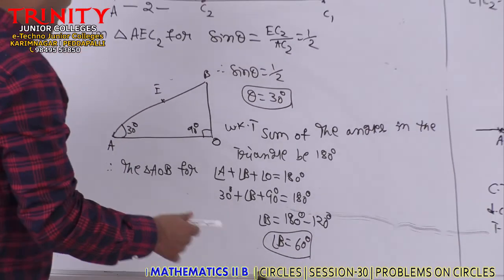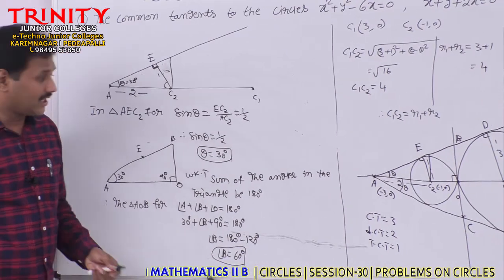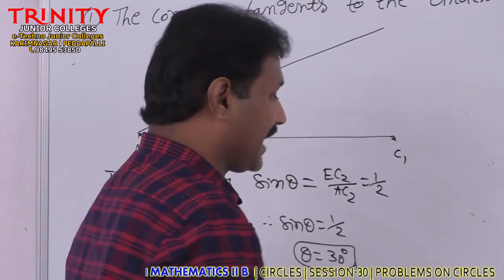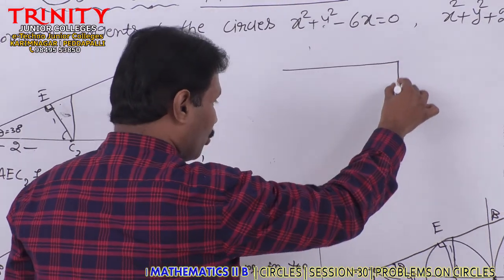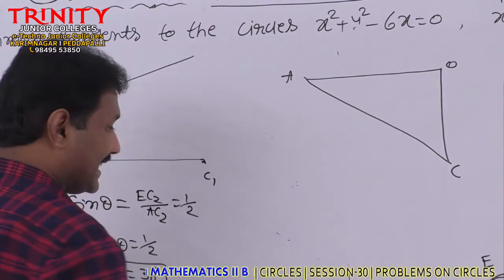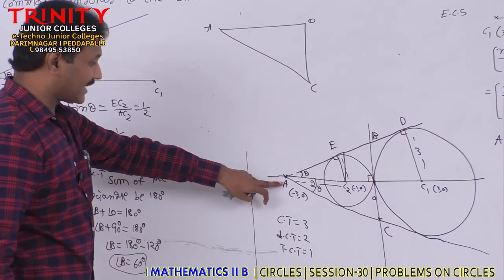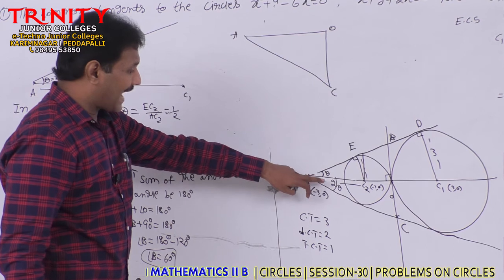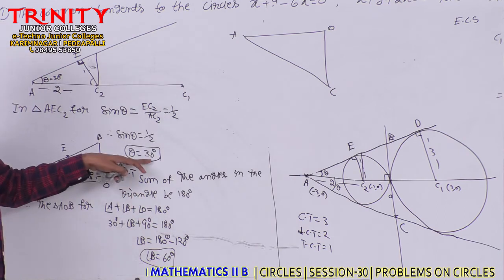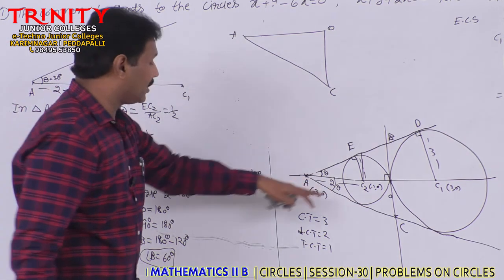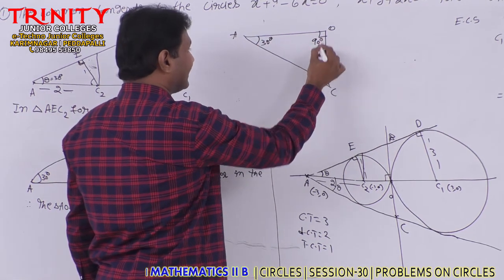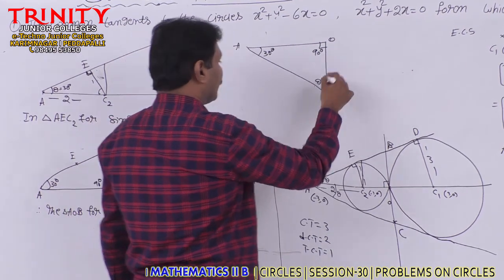Similarly, we apply this property from the other triangle AOC. This line is the angular bisector at the point A. That indicates the two angles are the same; the angle divides into two equal parts. This is theta, this is theta. The value of theta is 30 degrees. The above value is 30 degrees and below is 30 degrees. This is a right angle, 90 degrees.